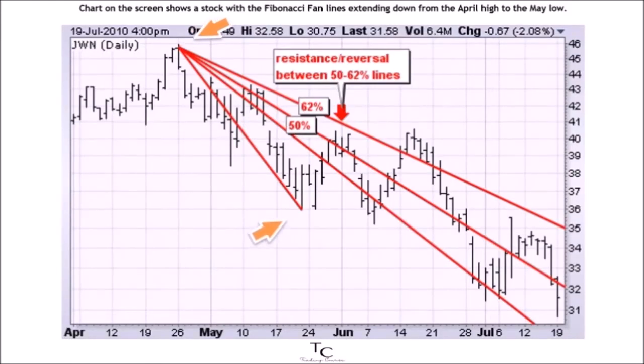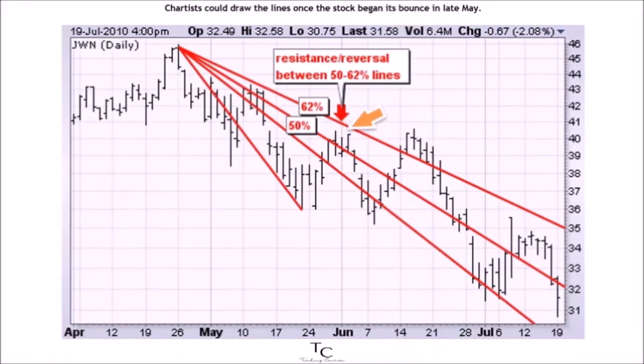Chart on the screen shows a stock with the Fibonacci fan lines extending down from the April high to the May low. Chartists could draw the lines once the stock began its bounce in late May. The stock subsequently met resistance between the 50% and 62% fan lines. The stock moved to a new reaction low in early June.